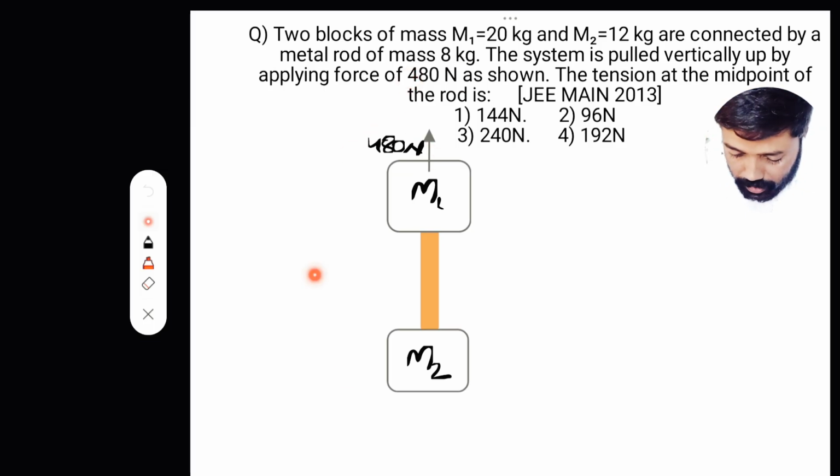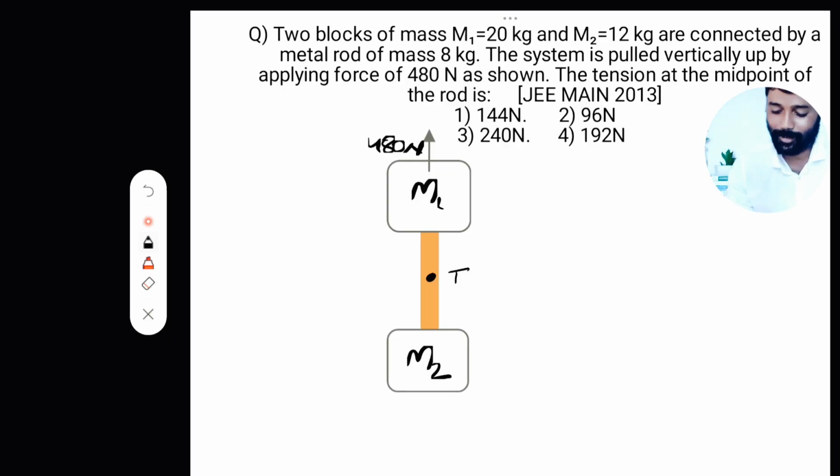You can see here in this picture, you have to find the tension at the midpoint of the rod. At this point, what is the value of tension? So this is the midpoint. At the midpoint, what is the value of tension? Let it be T. So we need to find the value of tension.